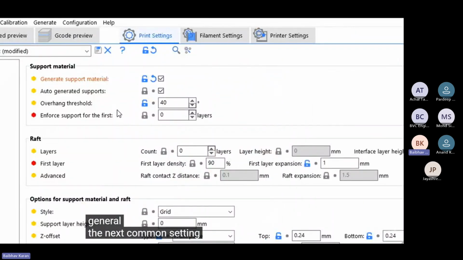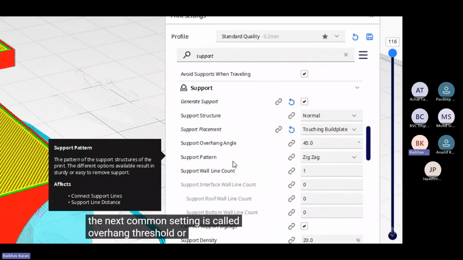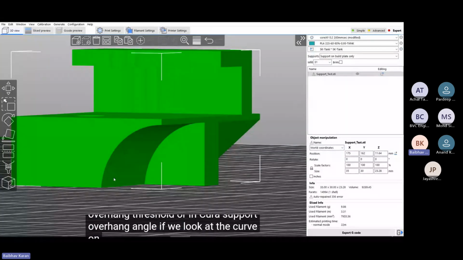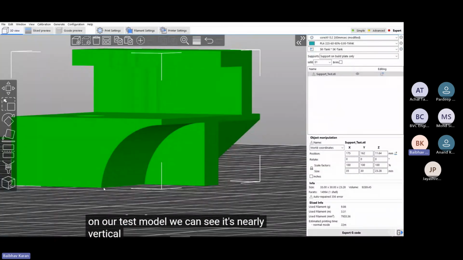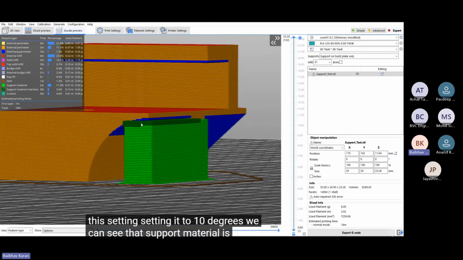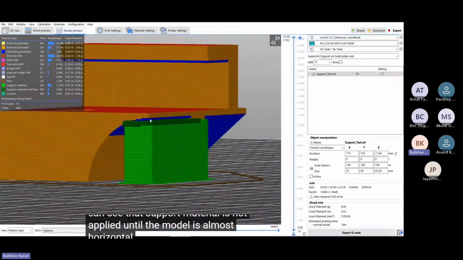The next common setting is called overhang threshold, or in Cura, support overhang angle. If we look at the curve on our test model, we can see it's nearly vertical down this end and almost horizontal up the top. If we exaggerate this setting, setting it to 10 degrees, we can see that support material is not applied until the model is almost horizontal.